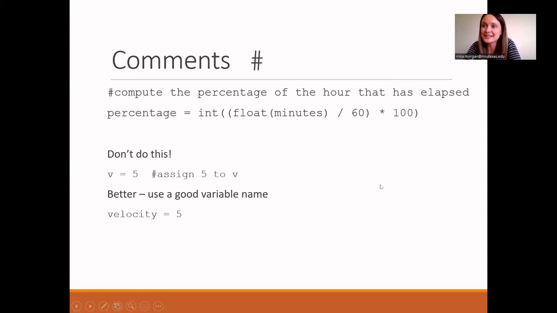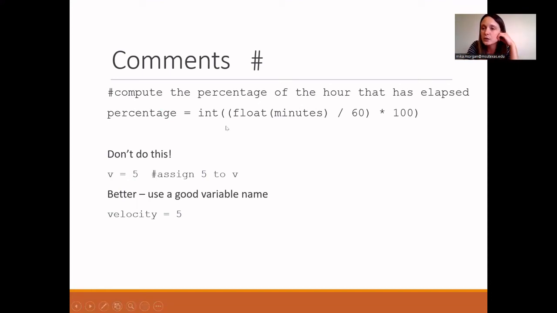Okay, this is our last slide and our last topic for today. Comments. A comment is information that we type in a program that is not part of the instructions. It gets ignored by the computer. It's not going to get translated to machine code. It's not going to be interpreted. The computer is not going to execute it in any way. These are notes that we make for ourselves.